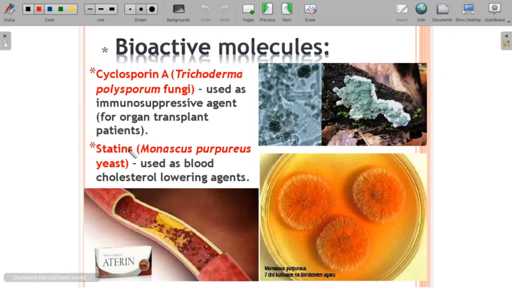The next is called statin. Statin is used as a blood cholesterol lowering agent, obtained from a yeast called Monascus purpureus.